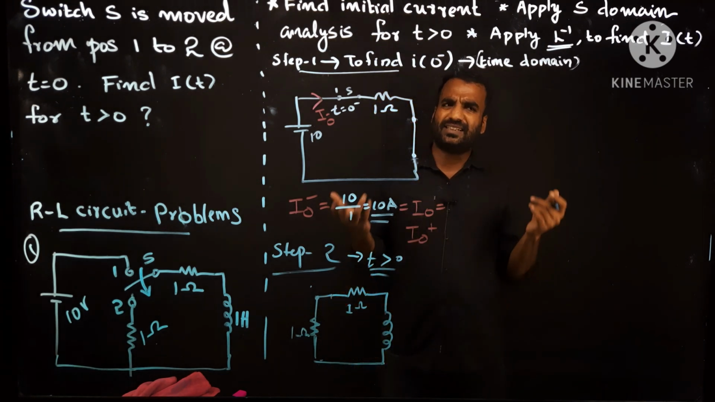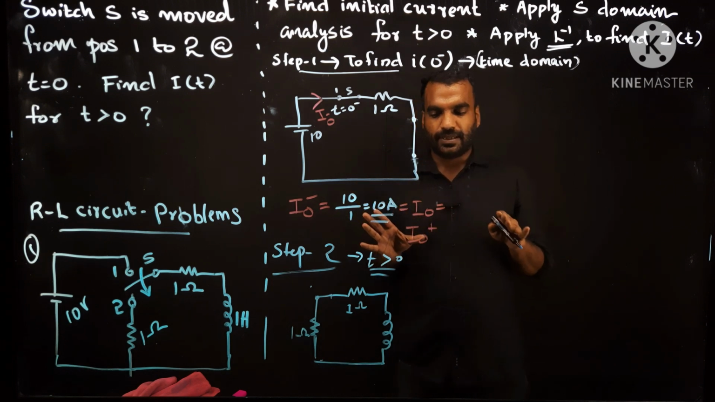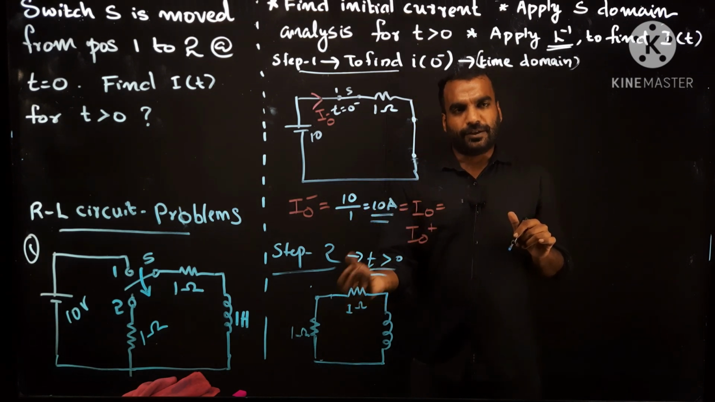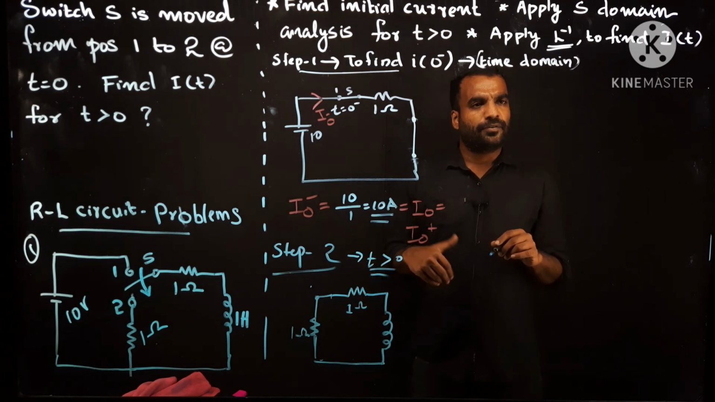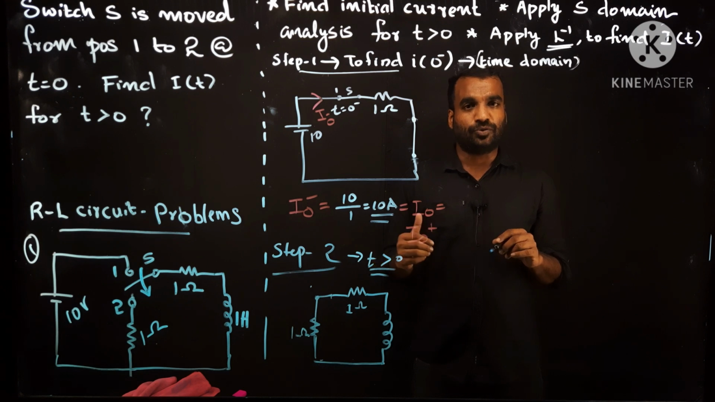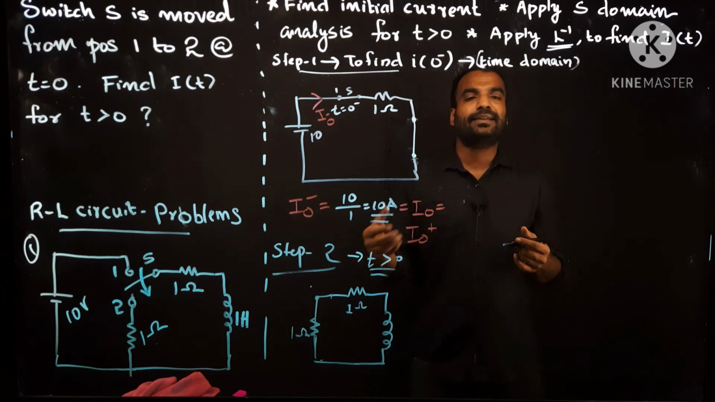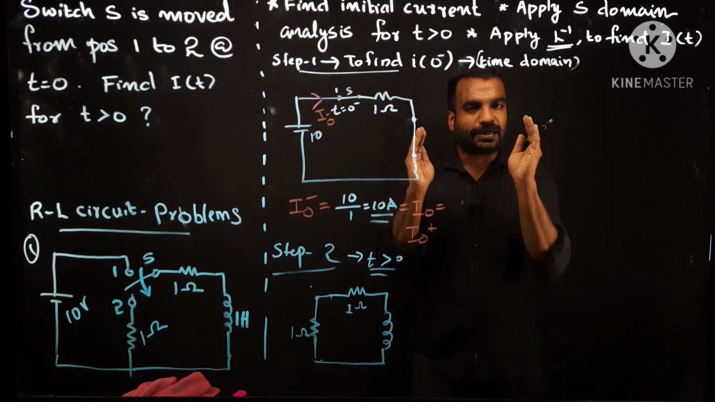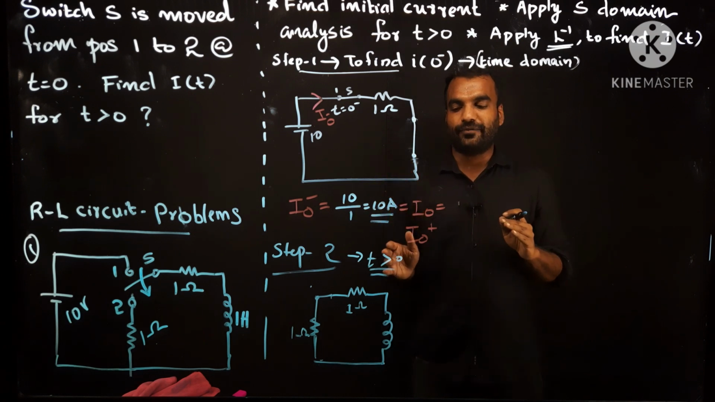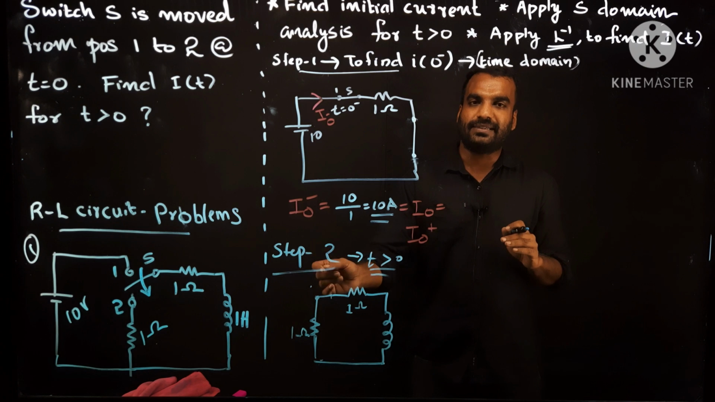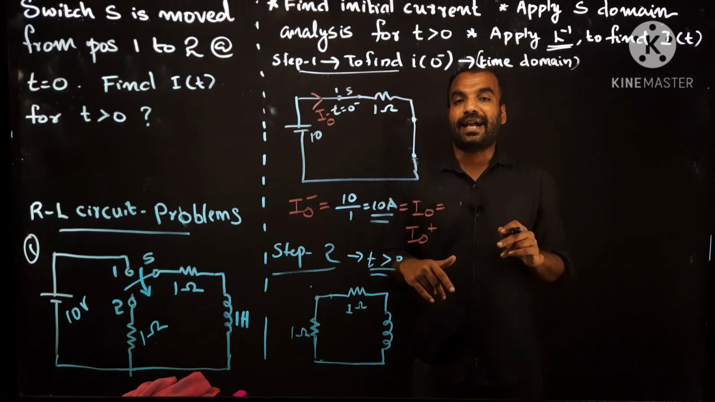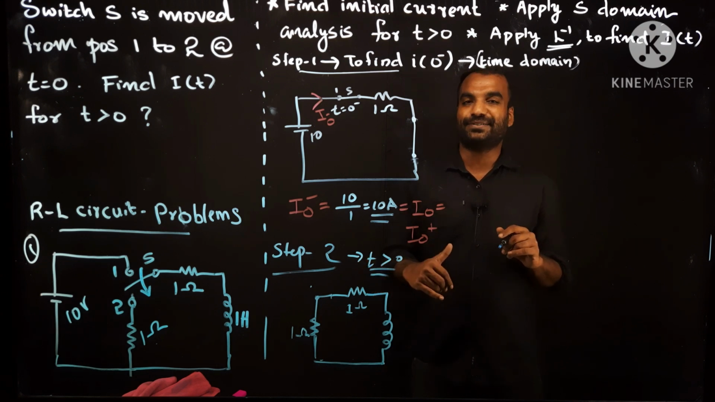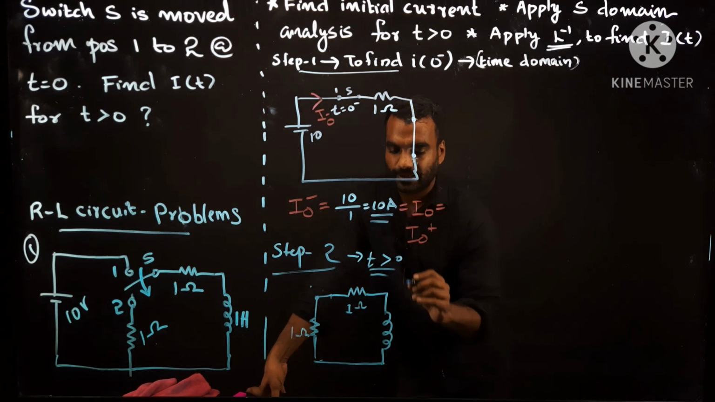S domain analysis means there are basically two methods. You can write the differential equation in time domain and convert that to frequency domain by using Laplace transform. Another method is you can directly apply the S domain model. We know that for a resistor it is R itself in both time domain and frequency domain. For an inductor, it is L in time domain, but it is Ls in frequency domain. So I am applying the second method.